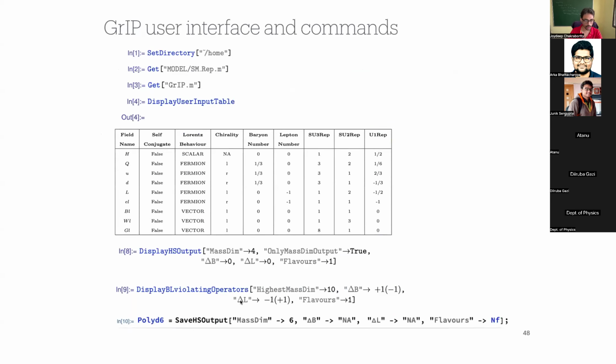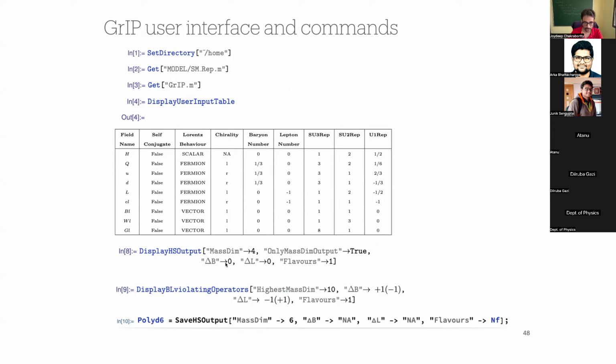Now let me tell you how this works. You start with a simple directory, and you get the model, for example, the standard model. Then you call the main program, and automatically you will find the input table here. Displaying this input table, you can cross-check whether the input quantum numbers that you have given are correct or wrong. So at this point you can cross-check before proceeding further. Now there's a very nice command called display Hilbert series output.